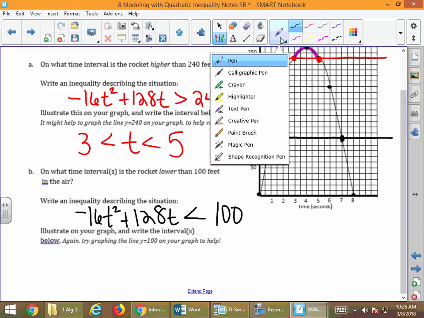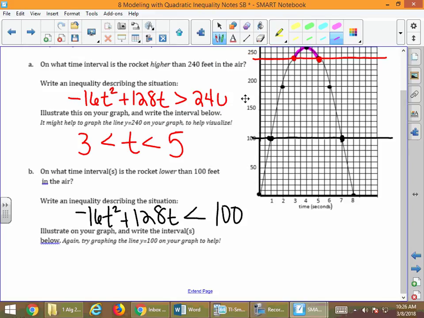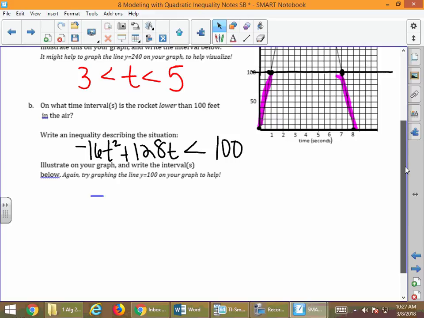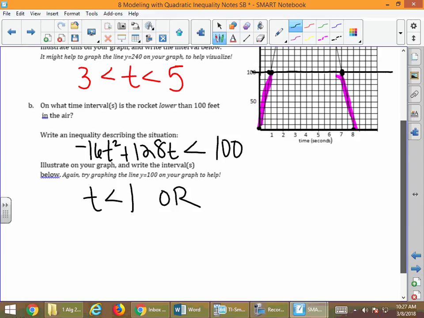If we go back to our highlighter for a moment, this asks, where are we lower than? We're lower than here, and we're lower than in this portion of the graph. And we're familiar then with writing our inequality. It is that our time is less than 1 second, or our time is greater than 7 seconds.